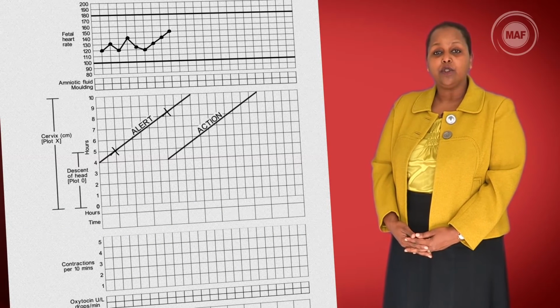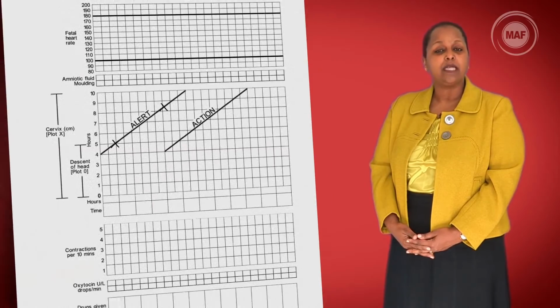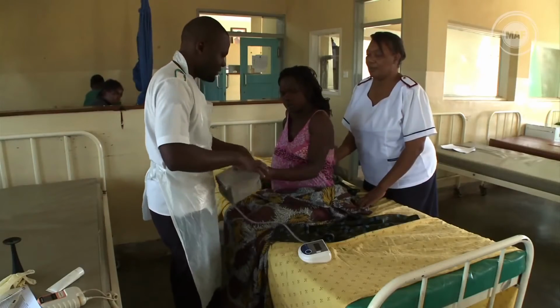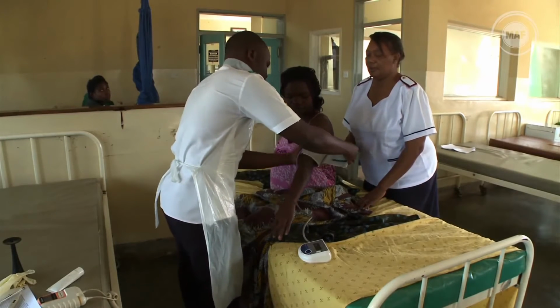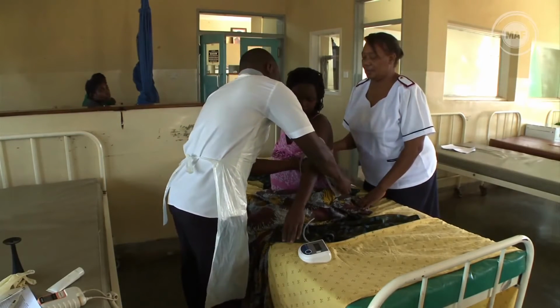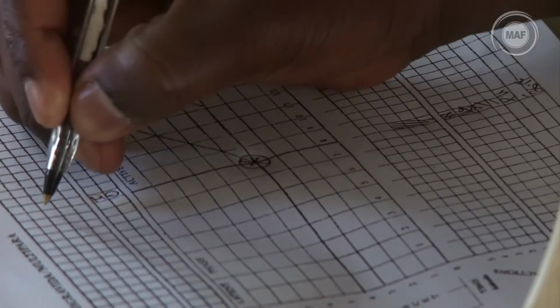The user should then understand how to plot on the graph, how to read the graph, and how to make decisions about the woman's care. Making observations, plotting, and then reading the results makes it much easier to carry out appropriate and timely interventions that could possibly save the life of the woman and her child.